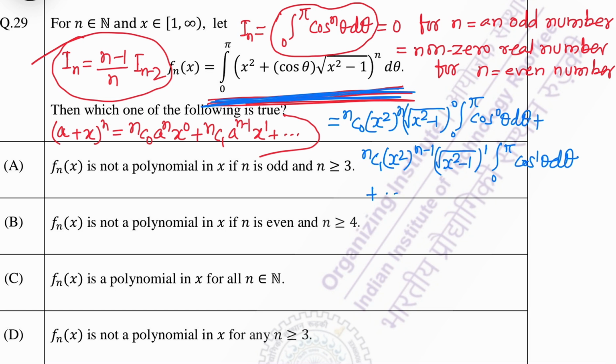And in the same way you can write the other terms, and the last term will be nCn (x square) to the power 0. Here will be (x square minus 1) over root to the power n, and here will be 0 to pi cos n theta d theta.